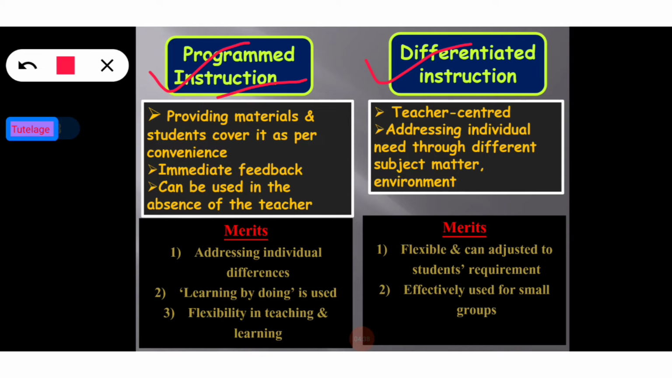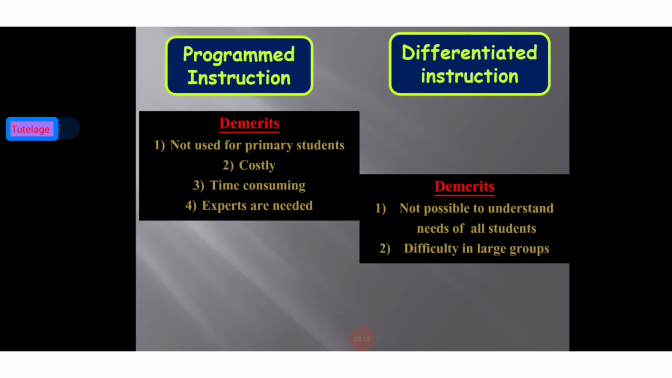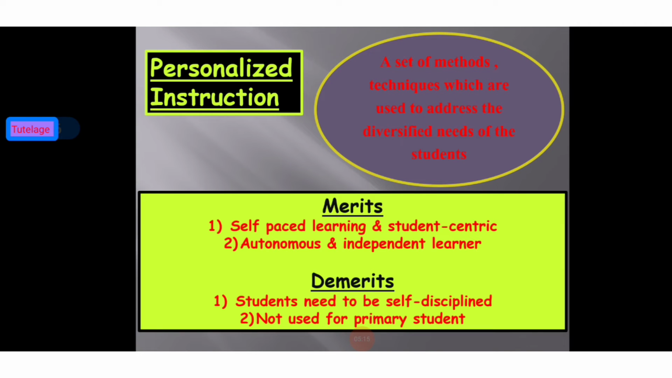And now going to differentiated instruction, there is flexibility in the instruction, grouping and the evaluation process. The differentiated instruction method is basically a teacher centered method, and it helps to address individual needs through different subject matter and environment. Clear? So the differentiated system of instruction is different from the personalized instruction method. Now we are going to discuss what we mean by a personalized instruction method.